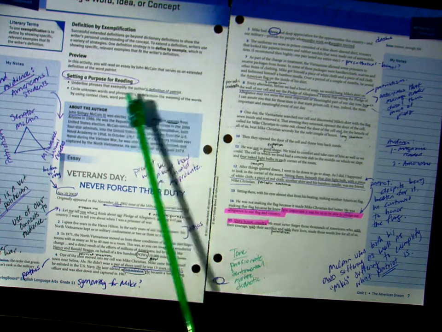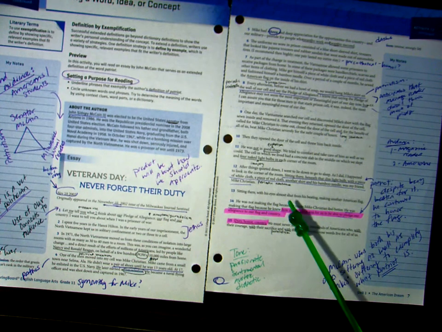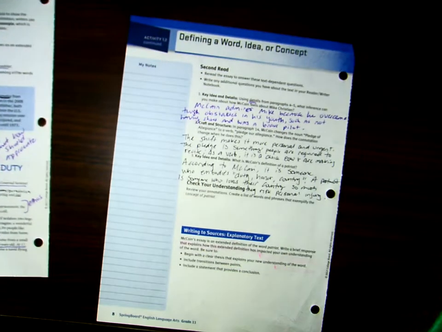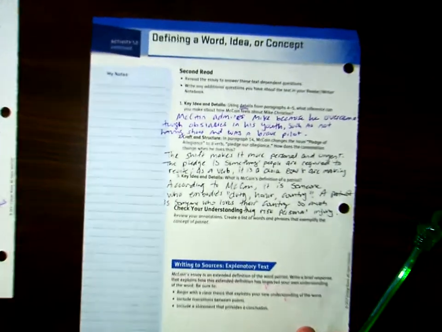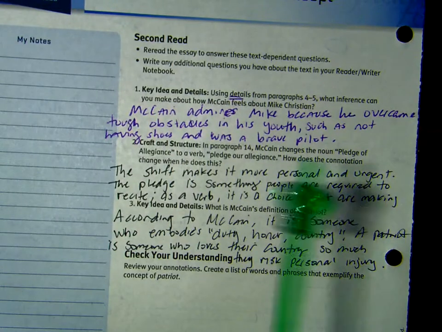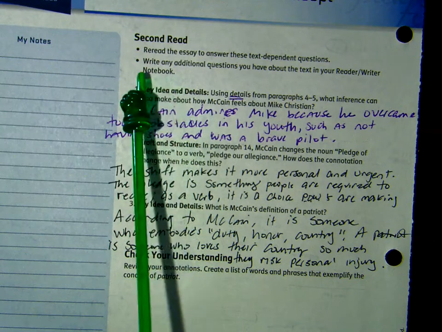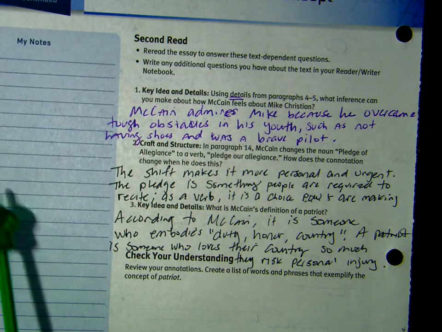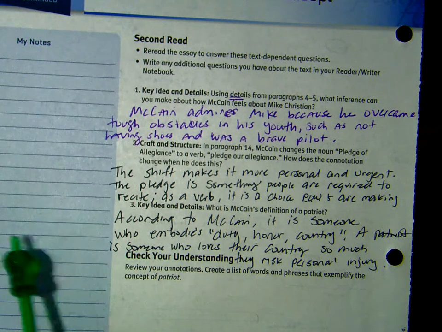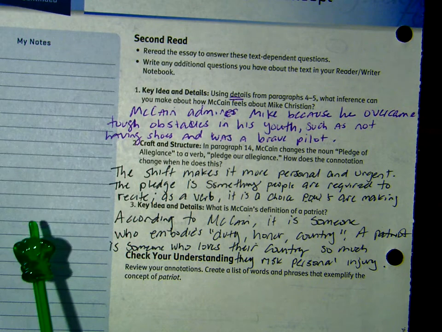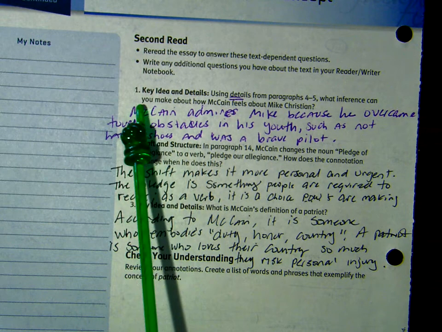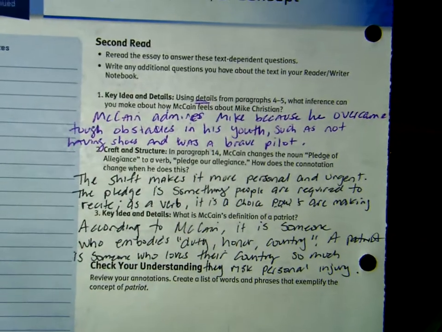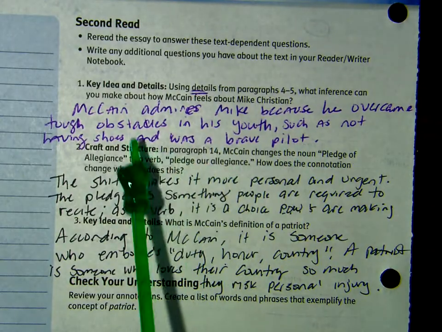Now let's look at, typically, after you read something like this in Springboard, there's going to be questions after the story. And if you turn over on page 8 of your book, it's going to say second read. And it's going to tell you to reread it, which is what we did. Write any additional questions, so sometimes you can also use the margin to write questions that you have or may have. This would also be useful for when we talk about the text. And then here, you're going to answer a couple of questions. Notice that the answers to these questions are written out in full sentences.